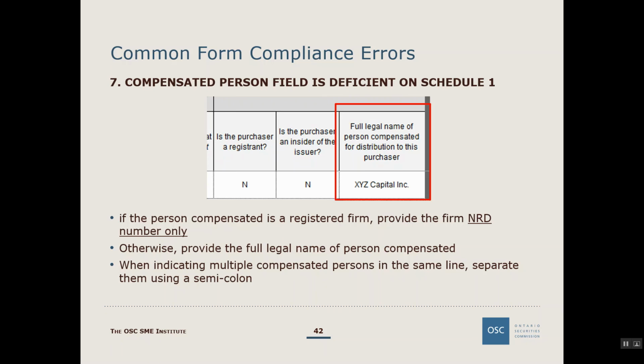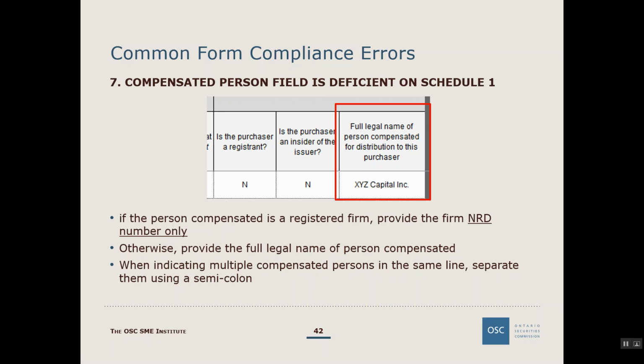Filers should fill out the field as follows. Filers should provide the full legal name of the person compensated. However, if the person compensated is a registered firm, provide the firm NRD number only. When providing the full legal name of an individual, indicate the family name first, followed by the first given name and secondary given names. One of the most common issues that we see is that filers are including the names of registered firms in the compensated person field of the schedule, either instead of or in addition to the firm's NRD number. To reiterate, please only include the NRD number in this field for registered firms.